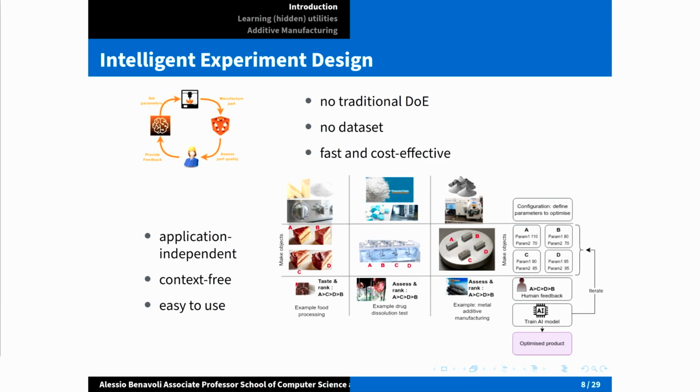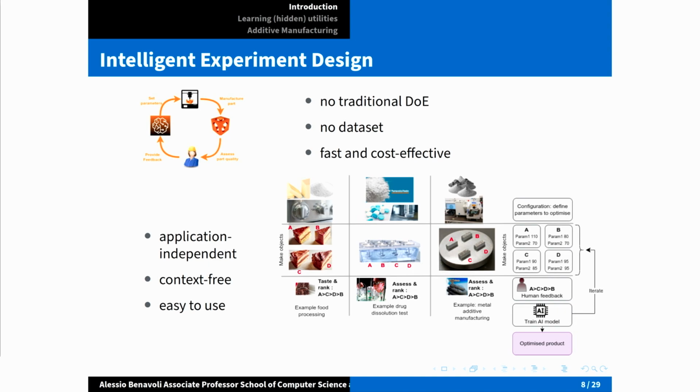So this means that we don't need the traditional DOE. We just do this iteration. There is no data set. We don't need a data set to train this model in advance. We just use the data that we are looping here. It's fast and cost-effective. So it means that we can find this optimum by doing many fewer experiments than with traditional design of experiment. And the nice thing is that it is application independent, context-free, and easy to use.